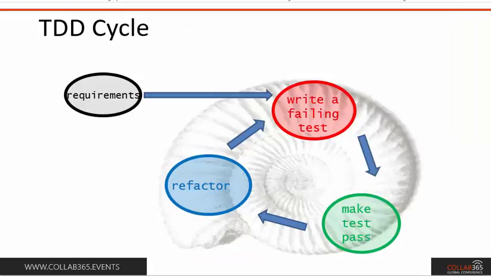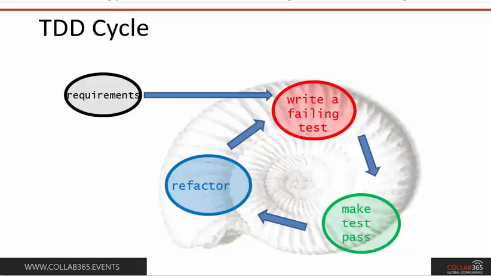So the TDD cycle. We're going to start with a list of requirements, or perhaps acceptance criteria, and we work through those, and we take one, and the first thing we do is we write a failing test. It's very important that we write a failing test, because that enables us to be confident that we've written a test that tests something. And then the next step is to make that test pass any way we can, and in fact we do it the simplest way possible.